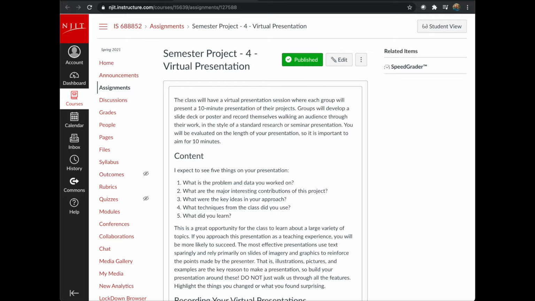Remember, this is a data mining project. You need to be talking about actionable insights and who will use them. Who are the stakeholders who benefit from these contributions of your project? What are the key ideas in your approach? What is important or interesting or valuable about the analysis you are doing or the mining techniques you're applying? What are the techniques you're applying? And then what did you learn from this project?